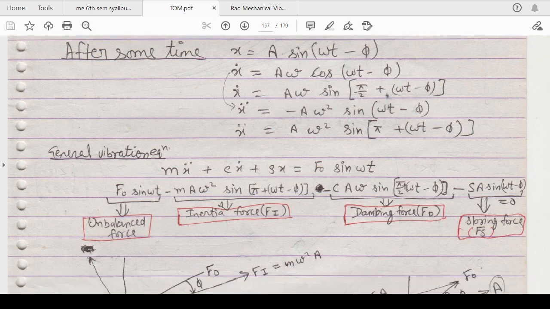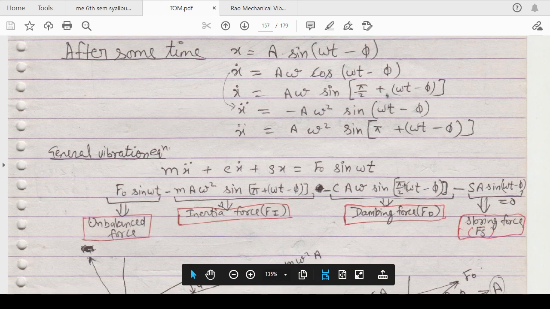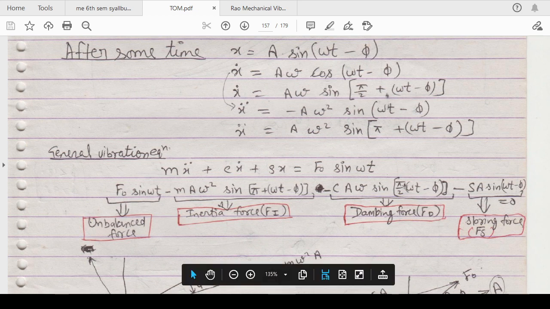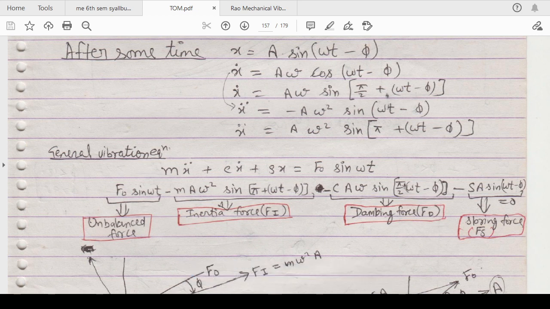The general vibration equation will look like this: m x double dot plus c x dot plus s x is equal to F0 sin omega t. These are the few forces which come into the picture, like F0 sin omega t, minus m a omega square sin of omega t minus phi. Because this is velocity, and this is acceleration, m into a, so you are just calculating inertia forces, where F is equal to m into a. The value of a, that is the acceleration, is A omega square sin of omega t minus phi.